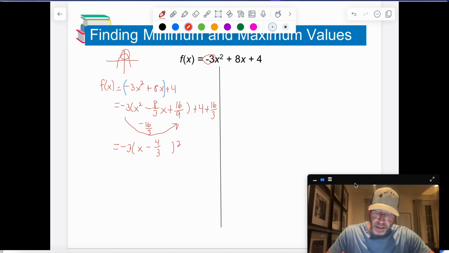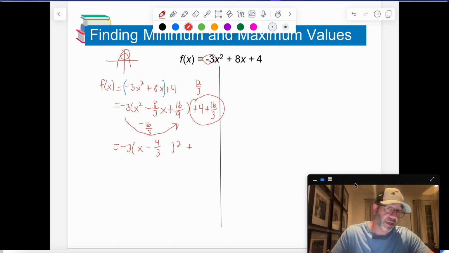And then the last part here is let's combine that 4 plus the 16 over 3. So I'm going to actually make that 4 a 12 over 3. So that 12 divided by 3 is 4. That'll join up with the 16, and we're going to have 28 over 3. So that means my vertex for this should be 4 over 3 and then negative 28 over 3.